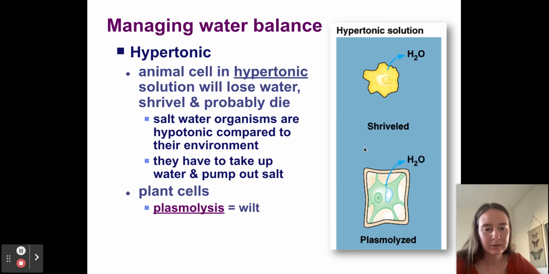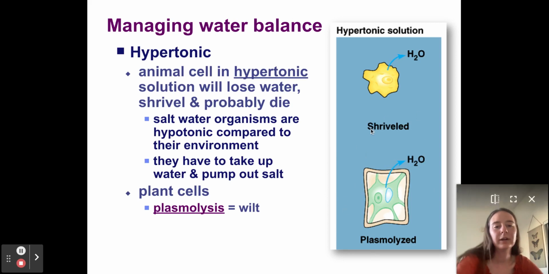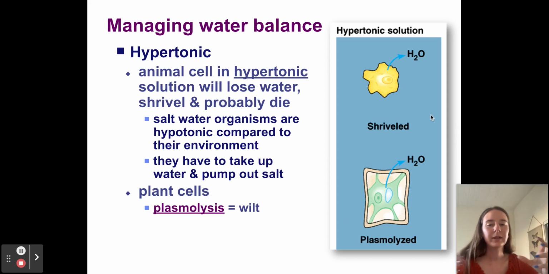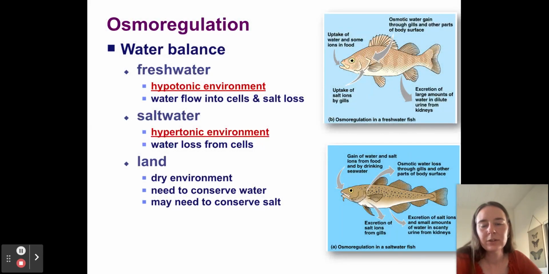For plant cells, if you put them in a hypertonic solution, like really salty water, there would be more water inside the cell compared to outside, or a higher concentration of water. So water would flow out, and we have plasmolysis, which means wilting. Okay, so just like I was talking about a second ago, we call this osmoregulation, when different species of organisms are able to regulate their osmosis.